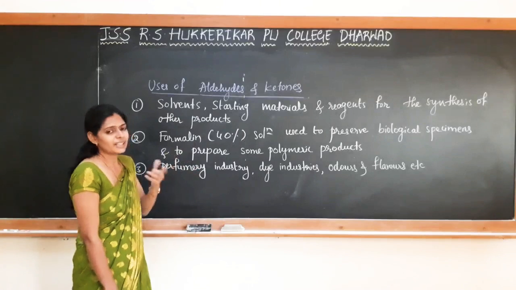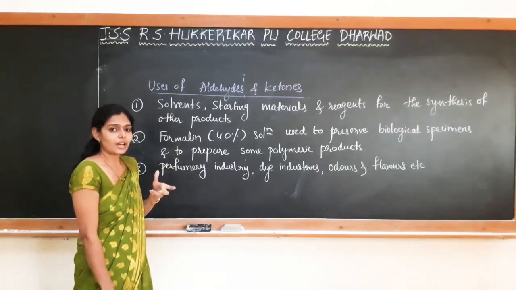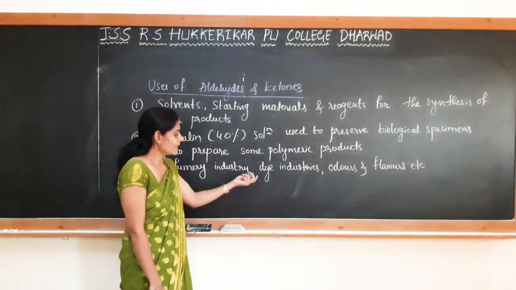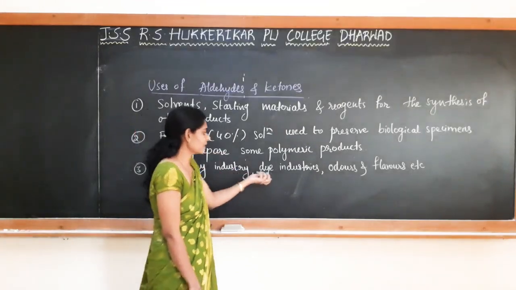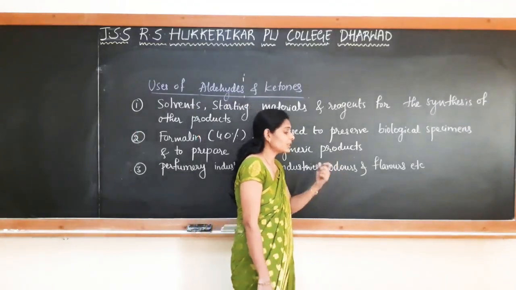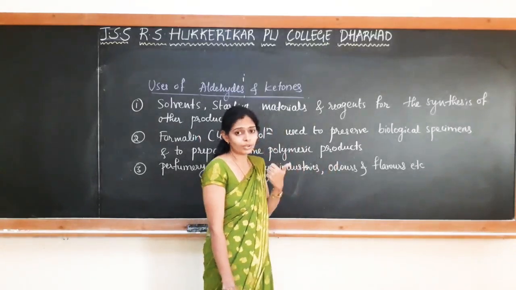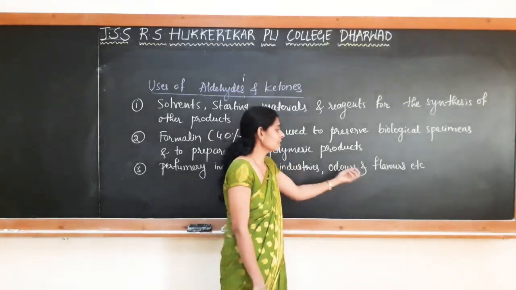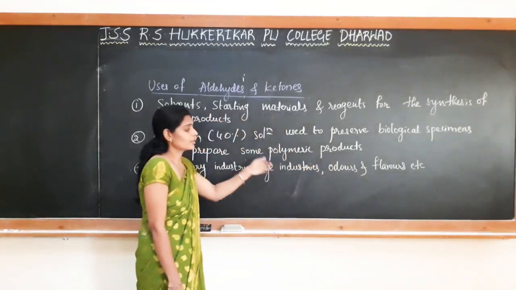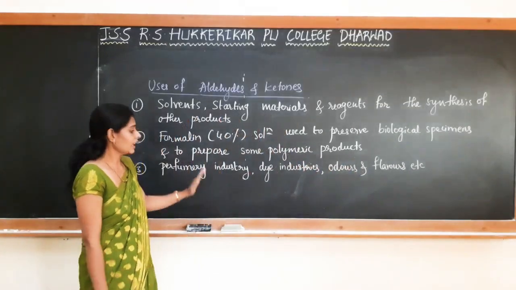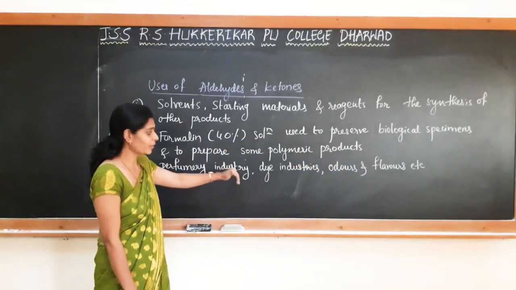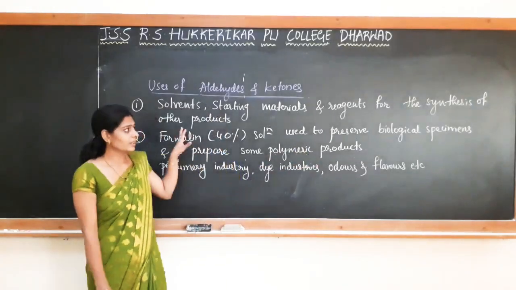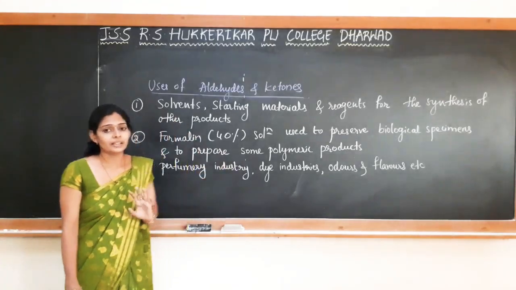And similarly, benzaldehyde, butyraldehyde. Such compounds are used in the perfumery industries, in the making of perfumes, and in the dye industries, to improve or enhance the odor and to enhance the flavor. See, for example, vanilla. That flavor is given by an aldehyde. So many compounds of aldehydes and ketones are used in the perfumery industry, in dye industries, and as artificial flavors. So this is about the uses of aldehydes and ketones.